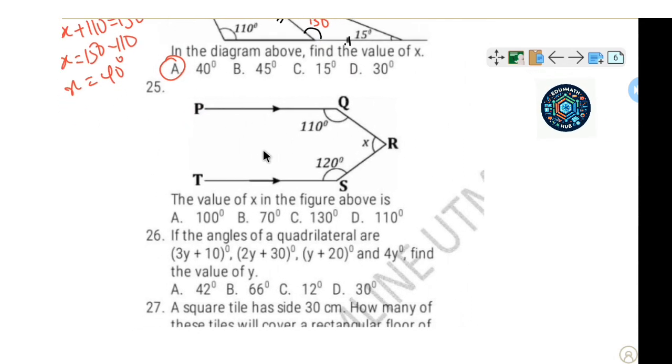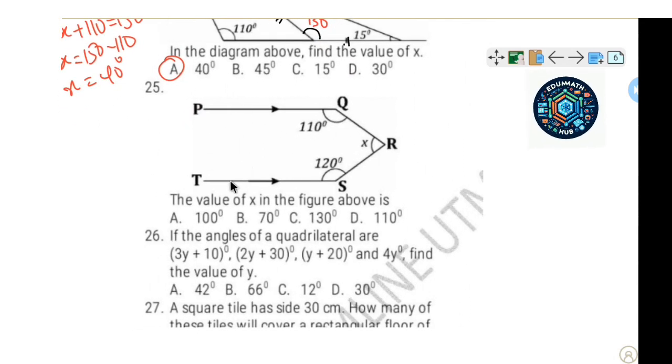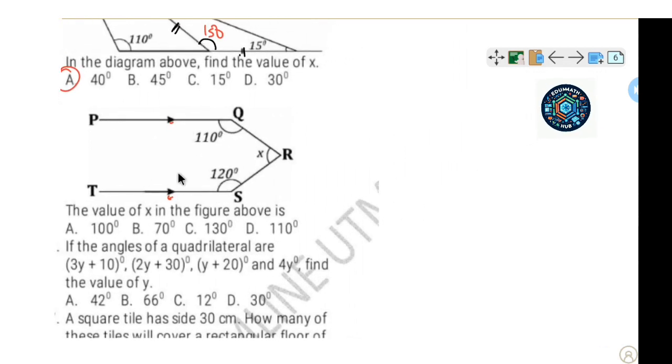So number 25, you have this diagram, and you are to find the value of x. You have to take note of what is called a transversal. These are parallel lines, and this is x here. So you have parallel lines PQ. They are parallel because of this symbol here. So you have to find x. Now to find x, you need to use a simple analogy. Just redraw the diagram and try to get the corresponding and the alternate angles.